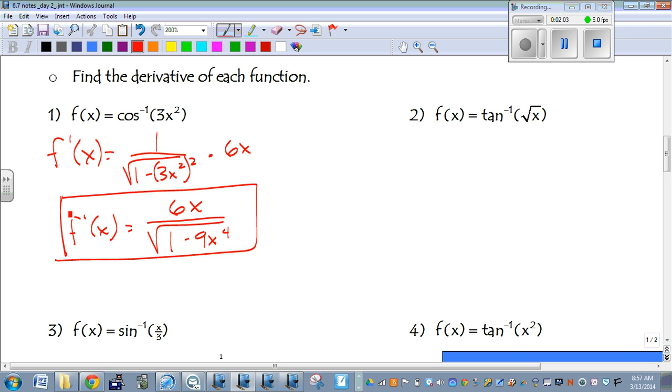And that's it. You cannot simplify this to 1 minus 3x squared, right? Even though these are like perfect squares, it doesn't work that way with that subtraction there. We can't simplify the square root that way because 1 minus 9x to the 4th is really like 1 plus 3x squared times 1 minus 3x squared. It's not 1 minus 3x squared squared. So this is as far as we can get this one. We don't have to rationalize it. We can just leave it as it is.